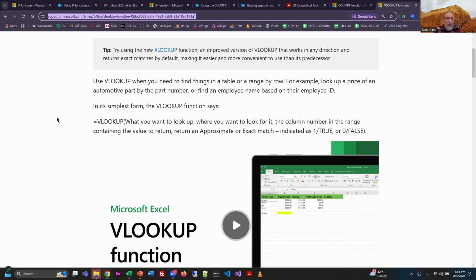So in its simplest form, right? The parameters for VLOOKUP are what you want to look up first, where you want to look for it. So usually it's going to be a range of cells, the column number in the range containing the value to return. So it might be several columns. One of them is the thing you're looking up, and the other column is the thing that has the info that you want. That's very common. And then either you're going to return an exact match or an approximate match, and you indicate that with a true or a false, a 1 or a 0. So you can say true or false or 1 or 0, same difference.